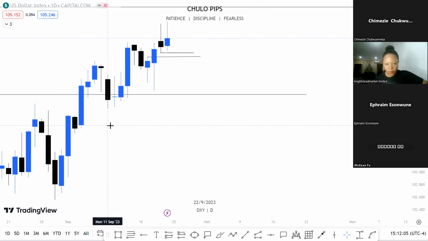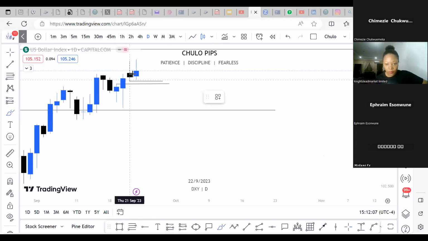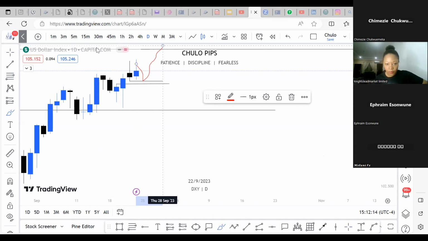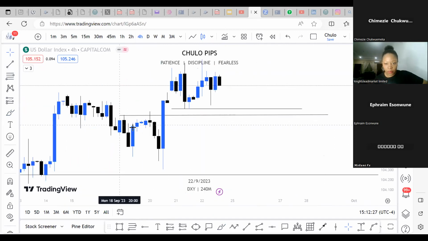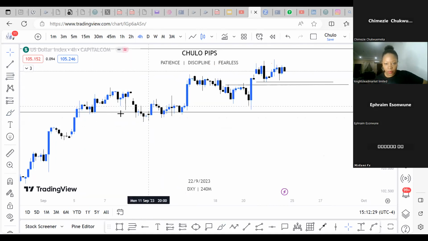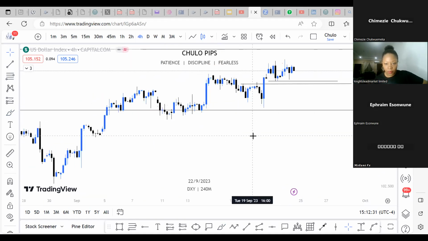So I'm expecting something like this to happen. Price drops down to this daily FVG before another push to the upside. Let's see the 4 hours. I'm expecting price to drop into this daily FVG before we see another movement to the upside. Now that is it for DXY.